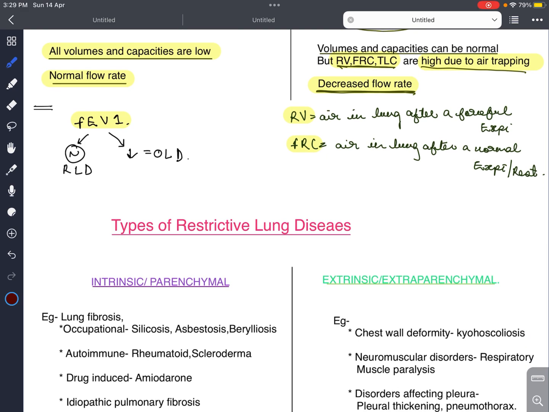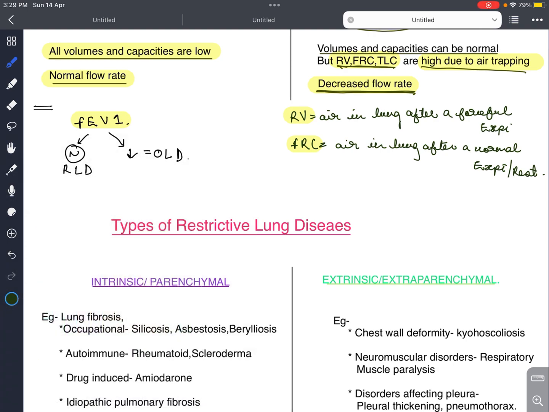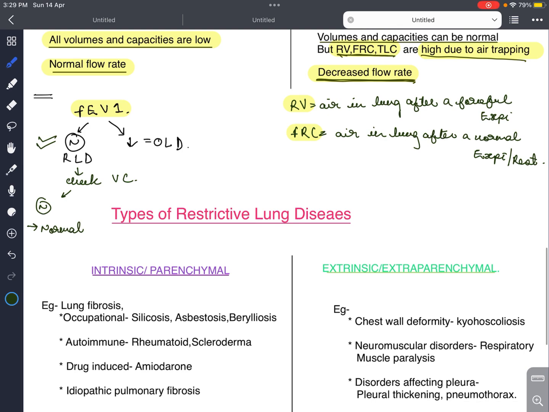Now the person has a normal FEV1, but does the person have any pathology, or is the person actually normal? So again, to differentiate between these two conditions, we should check the vital capacity of the patient. Now if the vital capacity is normal, then the patient is absolutely normal. The patient doesn't have any respiratory pathology, no lung pathology.